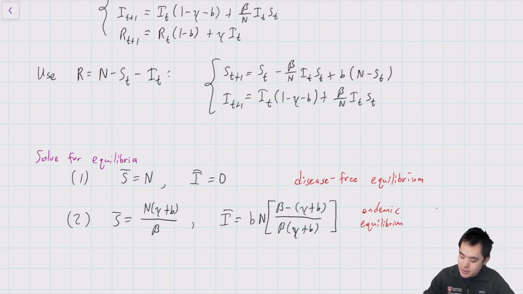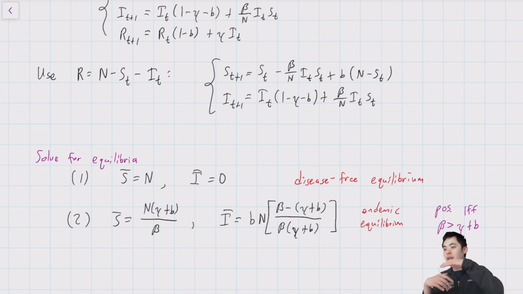And note that this is positive if beta is greater than gamma plus b. So what is this? This means that at this equilibrium, you have some constant proportion of individuals that are susceptible, some constant proportion that are infected, and also some constant proportion that are recovered. And so the disease is endemic to the population in that it never disappears, but also doesn't take over the entire thing.